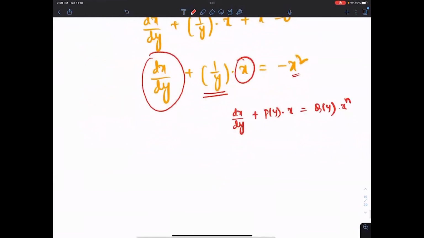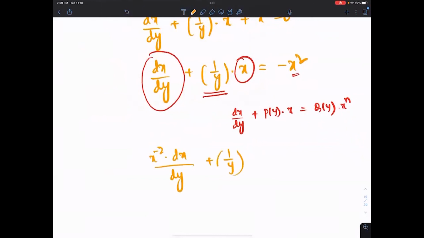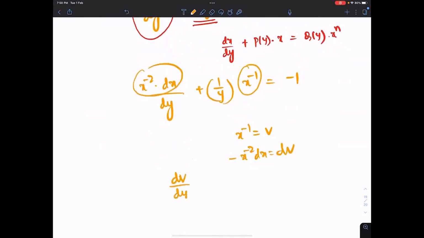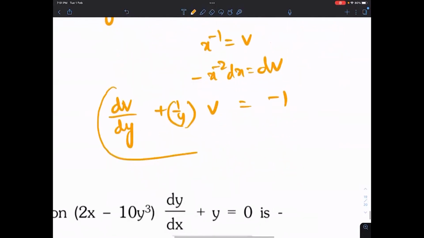What you have to do is divide by that x square. If you divide by x square, what do you get? x power minus 2 into dx by dy plus 1 by y into x power minus 1 equals minus 1. Now take x power minus 1 as v. You'll get minus x power minus 2 dx as dv. So this is minus dv by dy plus v into 1 by y is equal to minus 1. Or let me write it as 1 by y into v, in standard form. Now, is this an LDE in v or not? You can solve it, no?